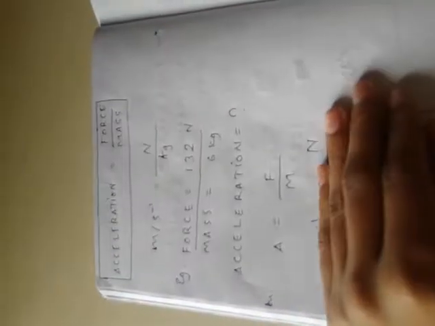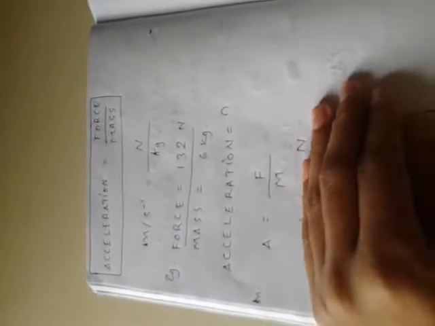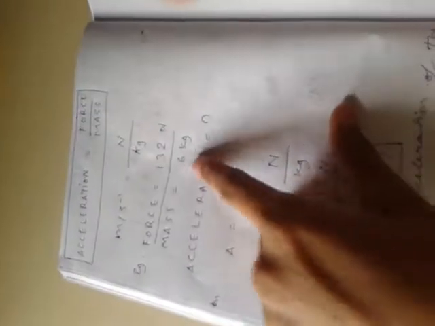See the answer. You know that acceleration is equal to force by mass. So meters per second square is equal to newtons by kg. So the acceleration is equal to 132 newtons by 6 kg. You will divide it, and you will get acceleration is equal to 22 meters per second squared. Hence the acceleration of the object is 22 meters per second squared. This is how you will find acceleration if you have force and mass with you. That was all about that.